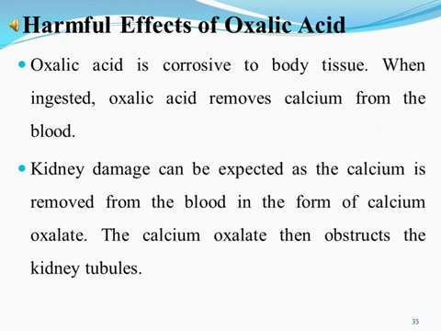Oxalic acid is corrosive to body tissue. When ingested, oxalic acid removes calcium from the blood. Kidney damage can be expected as the calcium is removed from the blood in the form of calcium oxalate. This calcium oxalate then obstructs the kidney tubules.